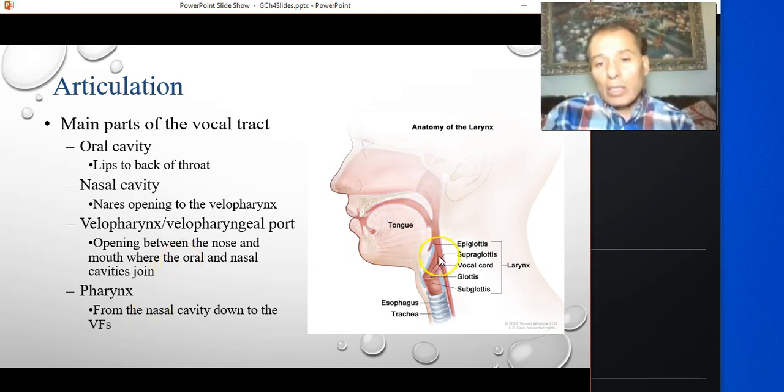The pharynx is the vertical tube that is empty, that has air in it, that extends from the top of the larynx to the back of the nasal cavity, and that has the hypopharynx, oropharynx, and nasopharynx. So that nasopharynx is another name for the velopharyngeal port.